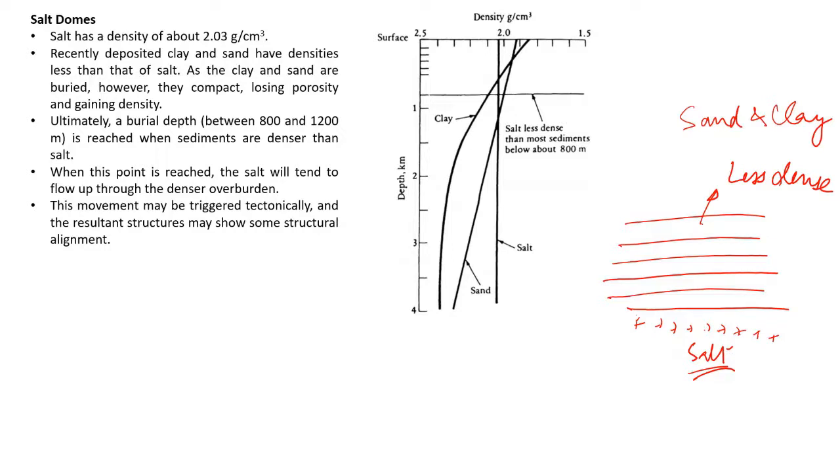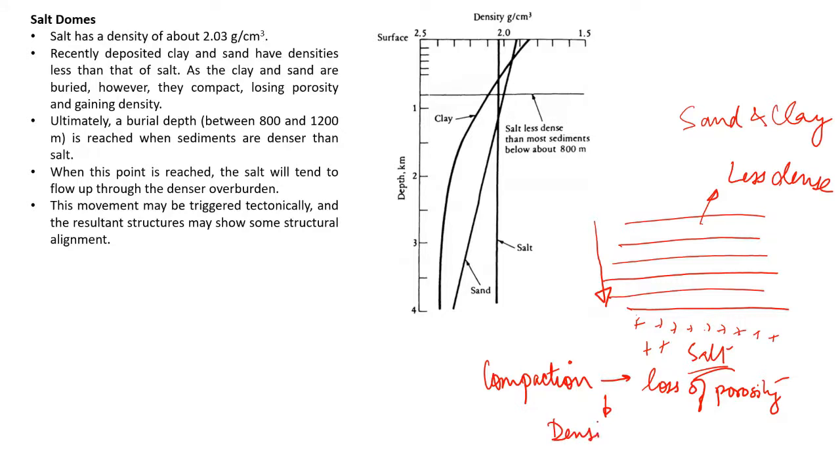But as the depth of burial increases, as they start going down, what happens is that compaction occurs in these sediments, which causes loss of porosity, and slowly their density rises. What happens now?